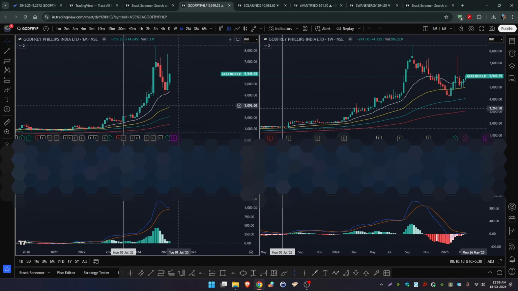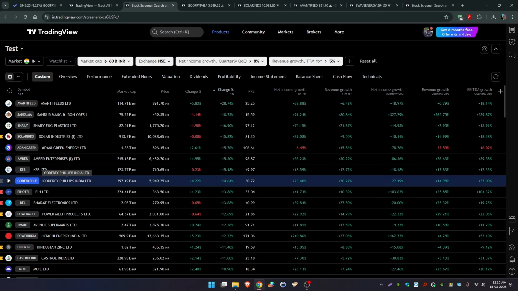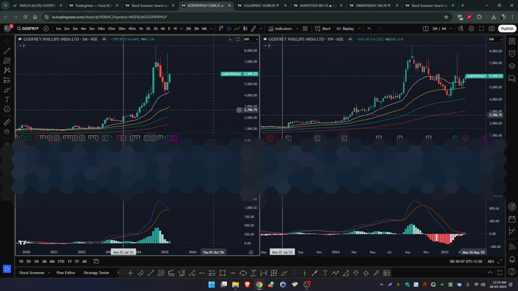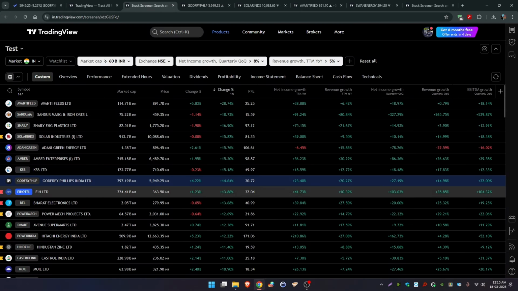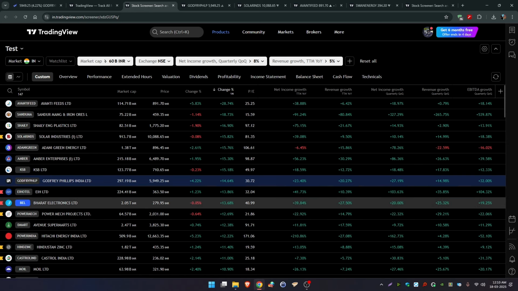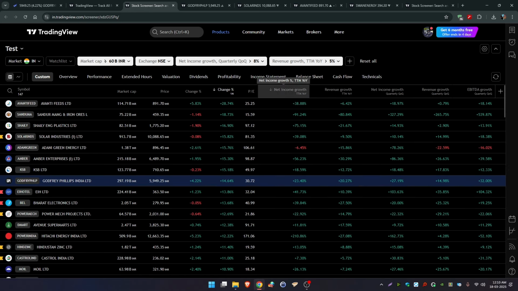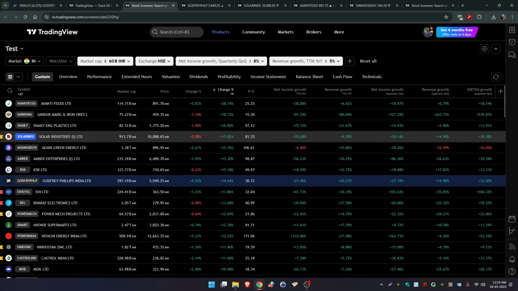I am only showing you how to filter out stocks so that you don't have to break your head going through hundreds of stocks to figure out which one to buy and sell. Based on your fundamentals, based on the way you trade, I think this would really help you pick out good stocks that are of value or whose income and revenue statements are positive.